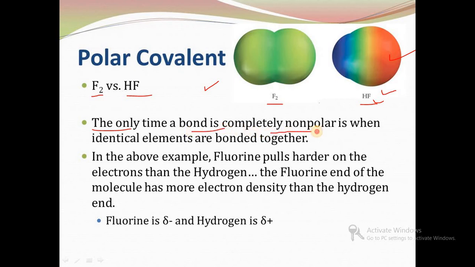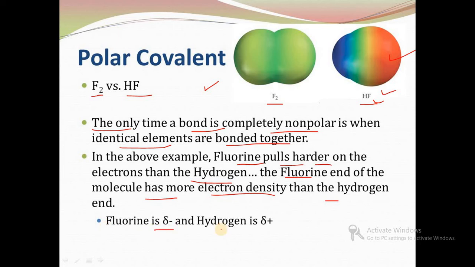the only time a bond is completely non-polar is when identical elements are bonded together, as in H2 and F2. So in the above example, fluorine pulls harder on the electrons than hydrogen in the case of HF. So the fluorine end of the molecule has more electron density than the hydrogen end.